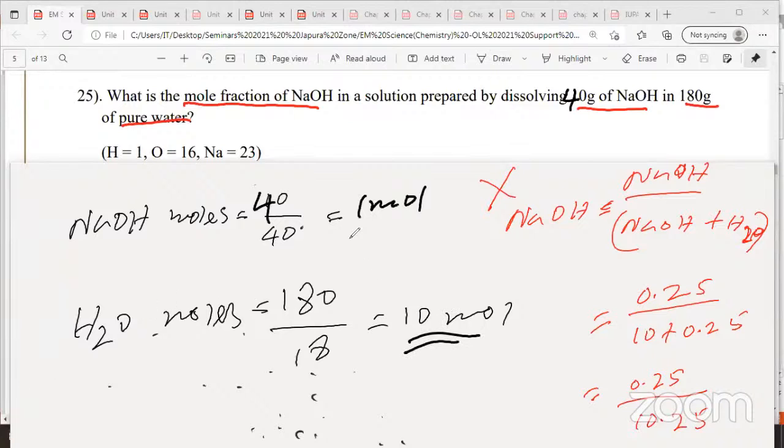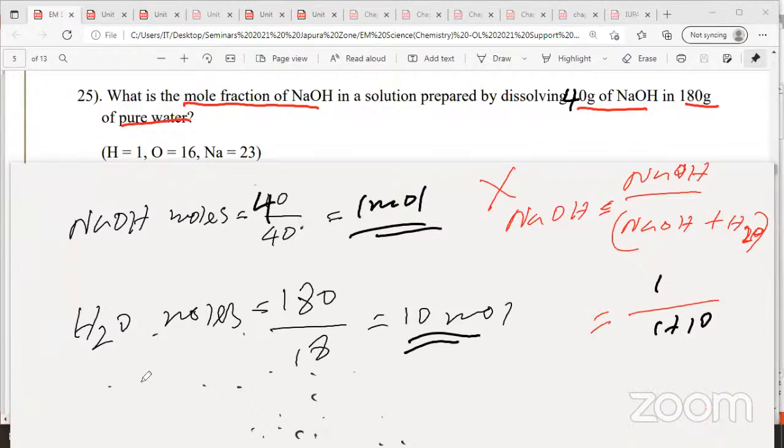Water you get 10 moles and NaOH 1 mole. Then I'll apply the values to this formula. Here 1 plus 10, then you get 1/11. The answer will be 1/11. One divided by 11. Mole fraction has no units, the moles get cancelled.